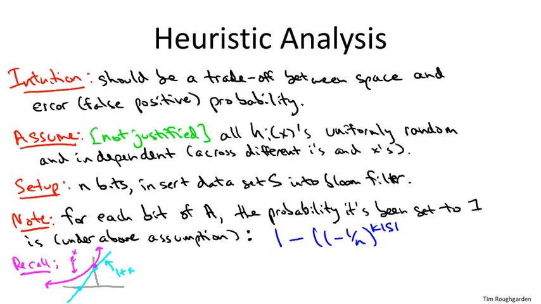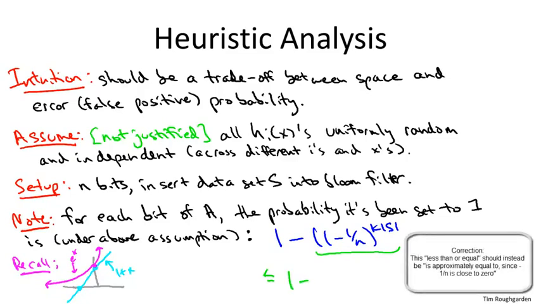So for any real value of x, we can always upper bound the quantity 1 plus x by e to the x. So let's apply this fact to this quantity here, (1 - 1/n) raised to the k times the cardinality of S. We're going to take x to be minus 1 over n. So that gives us an upper bound on this probability of 1 minus e to the minus k times the number of insertions over n. Okay, so that's taking x to be minus 1 over n.